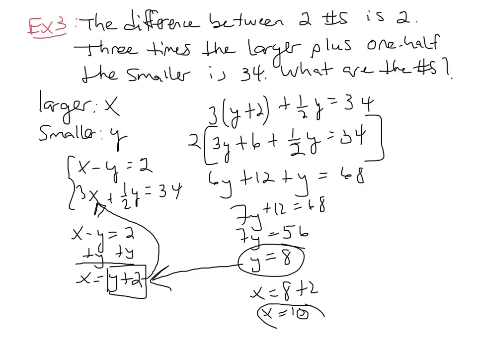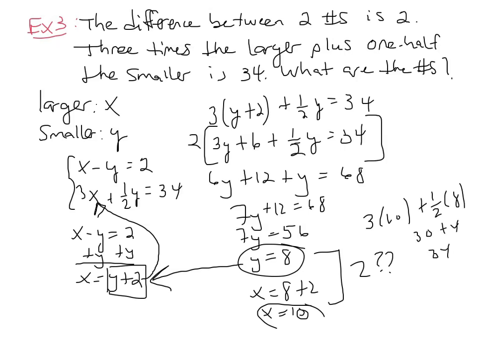And we can check our answers. Is the difference between these two numbers 2? It sure is. And is 3 times the larger, 3 times 10, plus 1/2 of the smaller equal to 34? It sure is. So we know we found the solution. That's it.